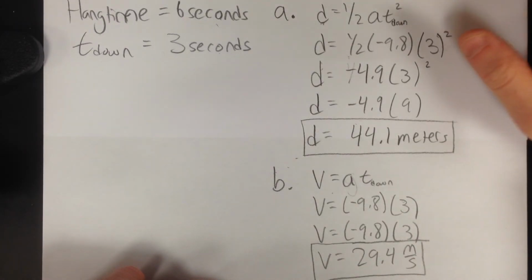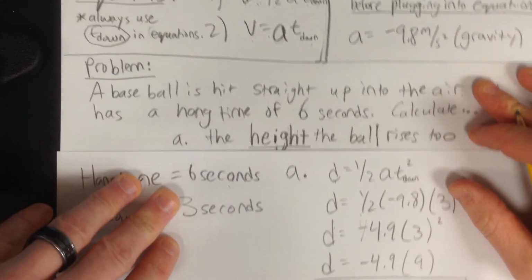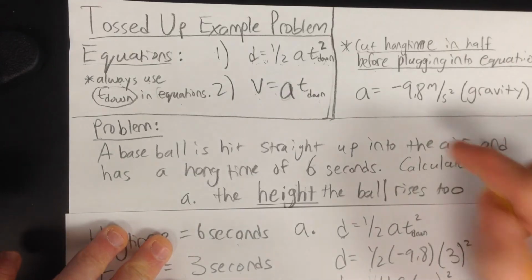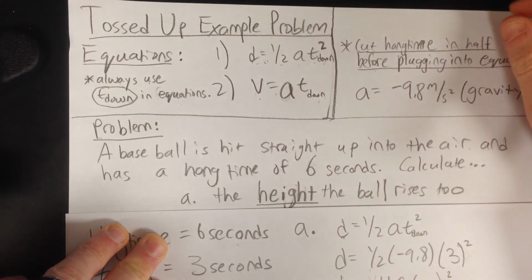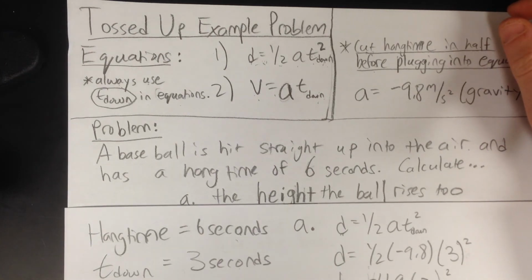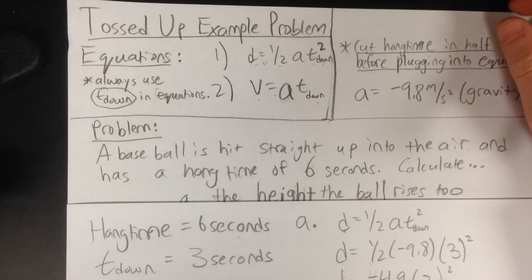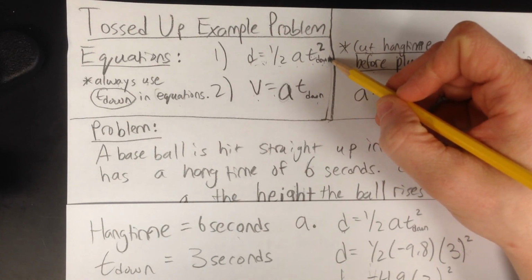Alright guys, so you're going to get a bunch of problems like this soon, just to practice, but you've got to make sure to use time down in those equations whenever you're calculating anything. And if a problem wants you to calculate hang time, you can't do it directly using the equation. You've got to get time down first and then double it.